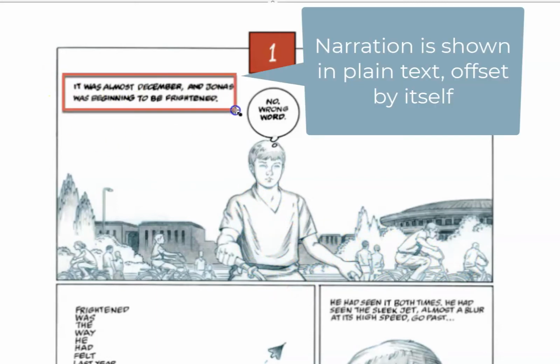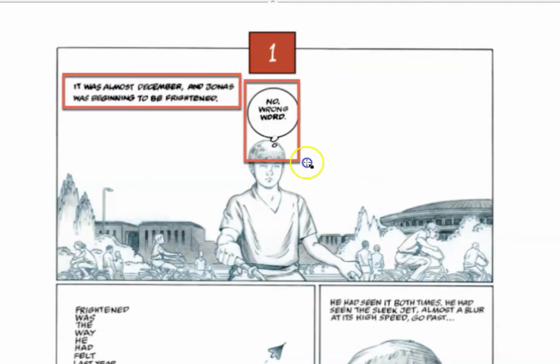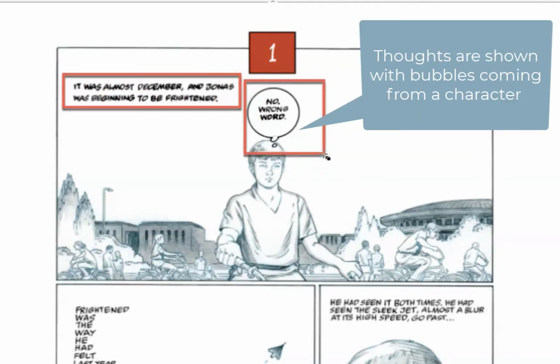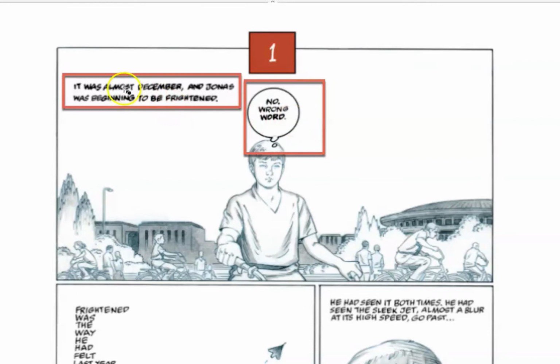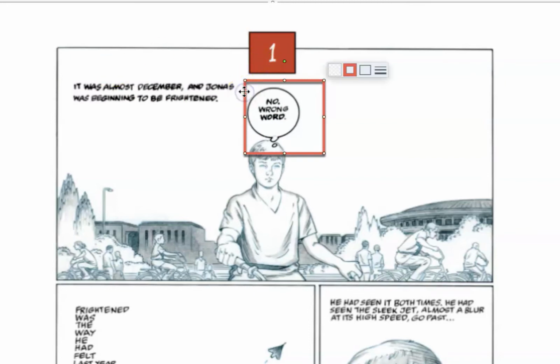And here, this information is our narration. And then over here, we have what in this case is thoughts. So thoughts come out with little bubbles and then show up. Narration appears all by itself. So the font isn't any different, but where that information is and how it's presented gives us a little clue about what it is. So it says it was almost December, and Jonas was beginning to be frightened.